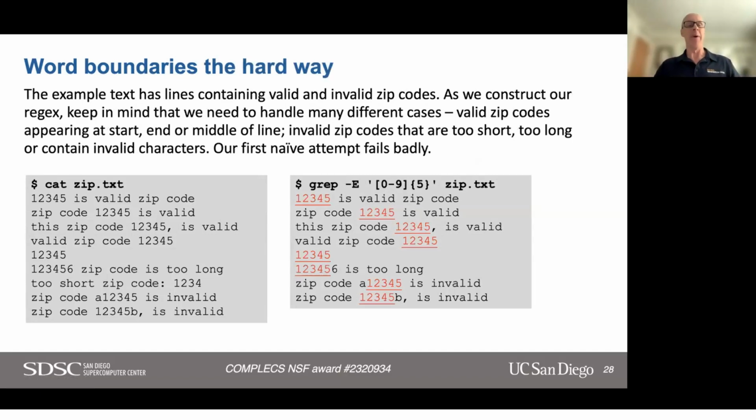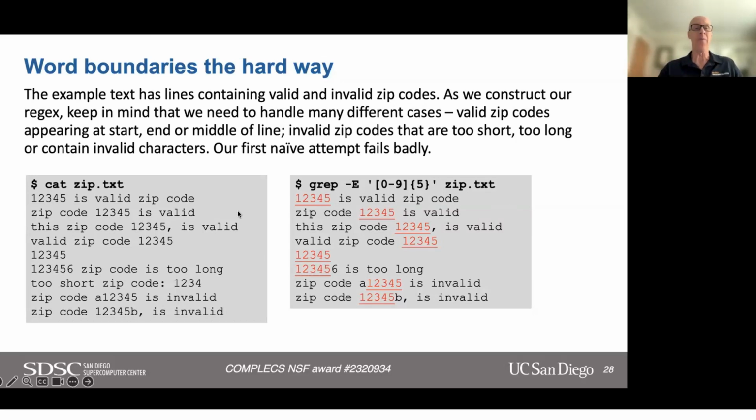So in the repo, we have a file, zip.txt, and it contains lines with valid and invalid zip codes. And by valid zip codes, I just mean a string of 5 digits. Now, if we have extra characters or extra numbers in that zip code, we're going to say that it's invalid.